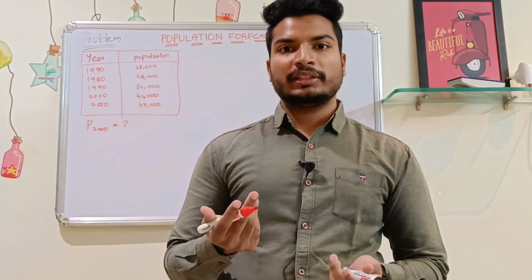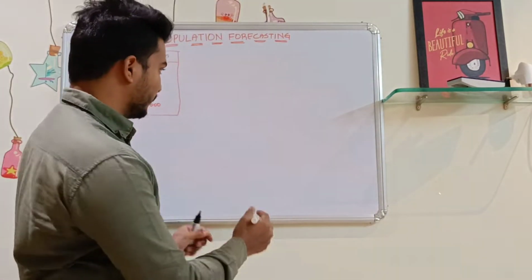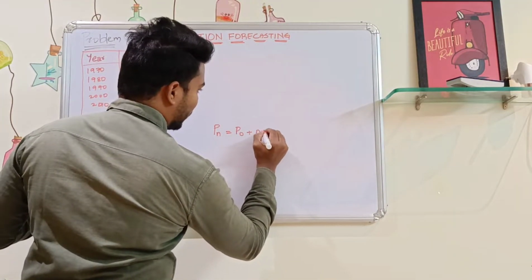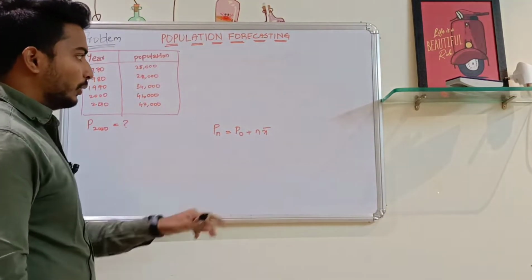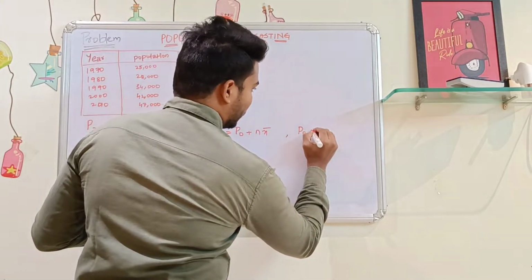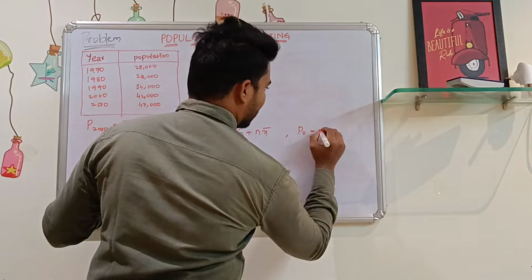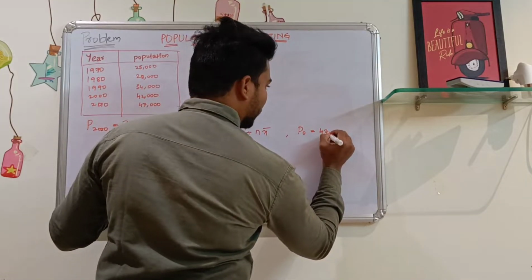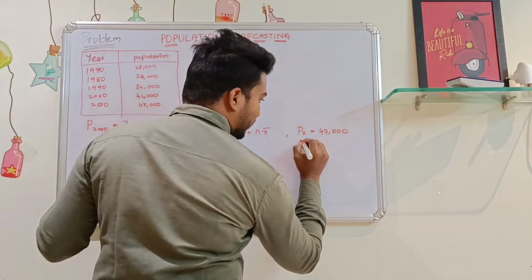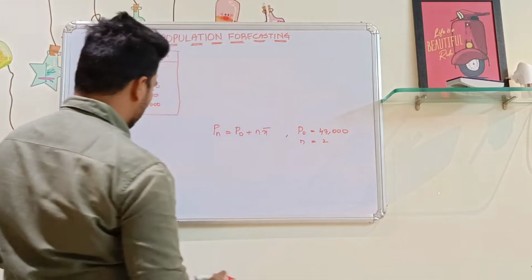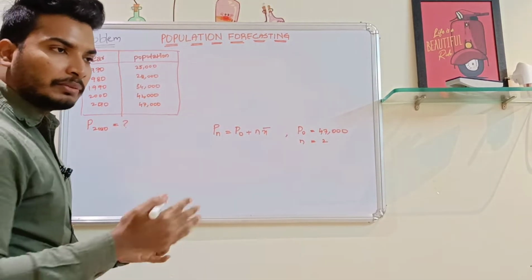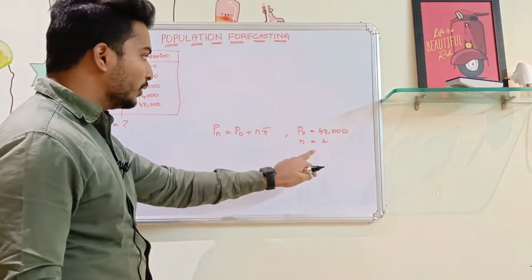What is the arithmetic increase method? The formula is Pn is equal to P naught plus N into X bar. P naught is the latest known population, that is the year 2010, 47,000. N is the number of decades that we need to calculate. N is equal to 2 decades because we need to calculate for 2030 and the latest known data is in 2010. So the number of decades from 2010 to 2030 is 2, so the N value will be 2.